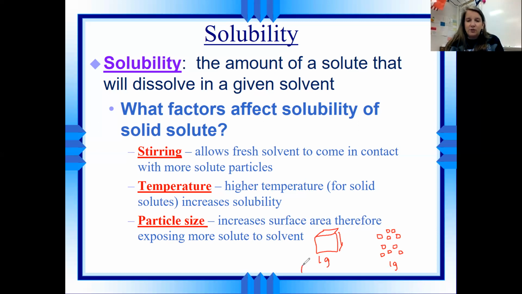This one has a lower surface area because only the outside of that cube is exposed to the solvent. So the solvent can only form attractive forces, intermolecular forces, with the sides of the sugar cube. That's why it takes so long for it to dissolve. This one over here, though, has a higher surface area because we have more sides of the sugar exposed to the solvent. So the solvent can form more interactions with the solid solute here and allow it to dissolve better.